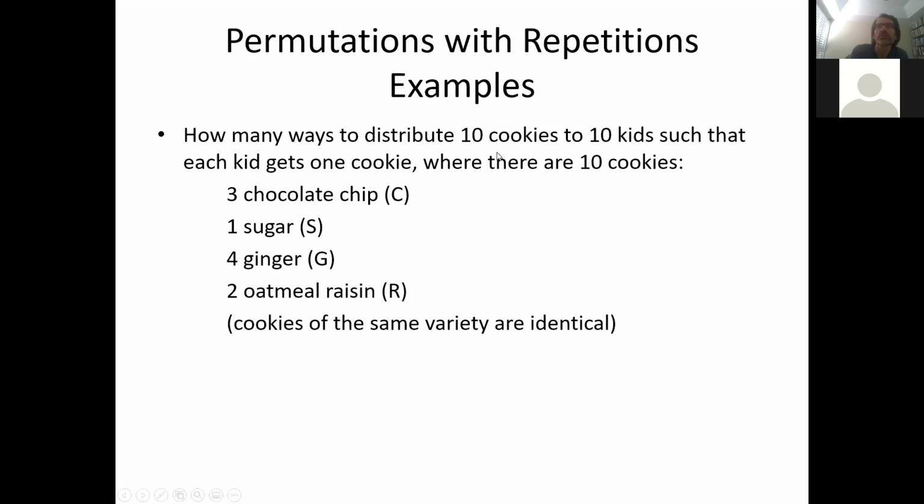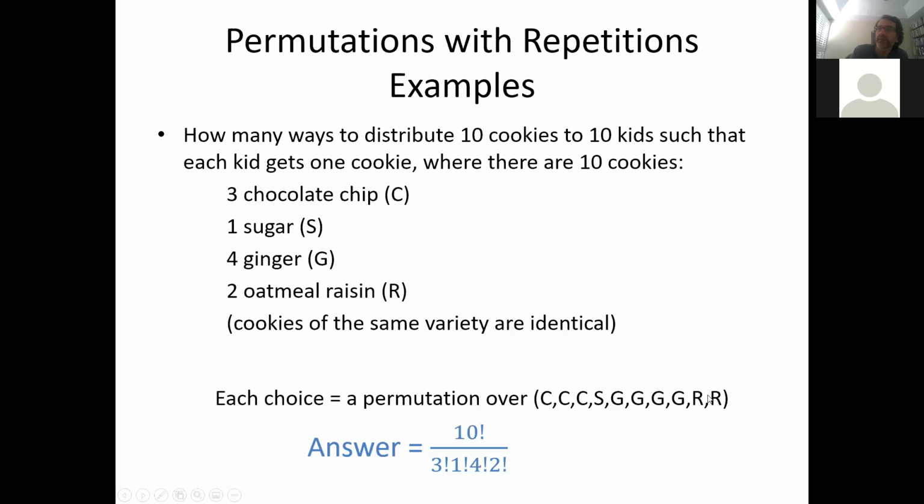Here's another example: 10 cookies to 10 kids, such that each kid gets a cookie. Because you have 10 cookies and 10 kids, but some cookies are the same kind. There's 3 chocolate chip, 1 sugar, 4 ginger, 2 oatmeal. So within the variety, you don't care which oatmeal one you get. Just like in Mississippi, there are 2 P's, and you don't care which position they are at because they're identical. So you have these letters, and you're choosing a permutation of them. This is what the first kid gets, this is what the second kid gets, etc. There are 10 characters, but it's not 10 factorial orderings, because some of the characters are identical and equivalent. So you have to divide them out by these equivalence classes.